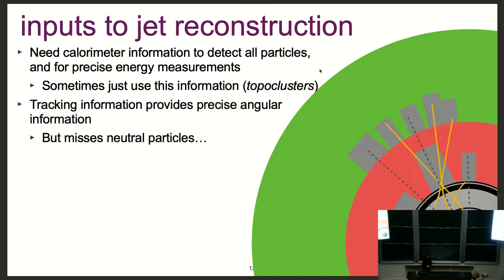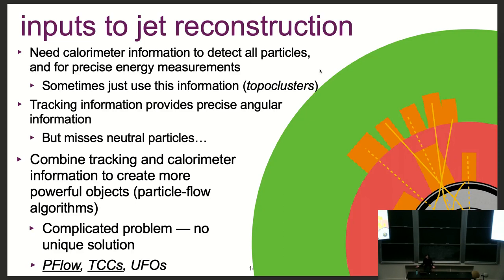However, as I mentioned before, there are some limitations to this. So another way that you could think about doing this is just using the trackers or the tracking information, which gives you really good angular resolution, really good ability to distinguish between different particles that were produced. But again, this is going to miss around a third of your jet. This is going to miss all of the neutral particles. So this is also an incomplete way of doing things, but useful in some contexts.